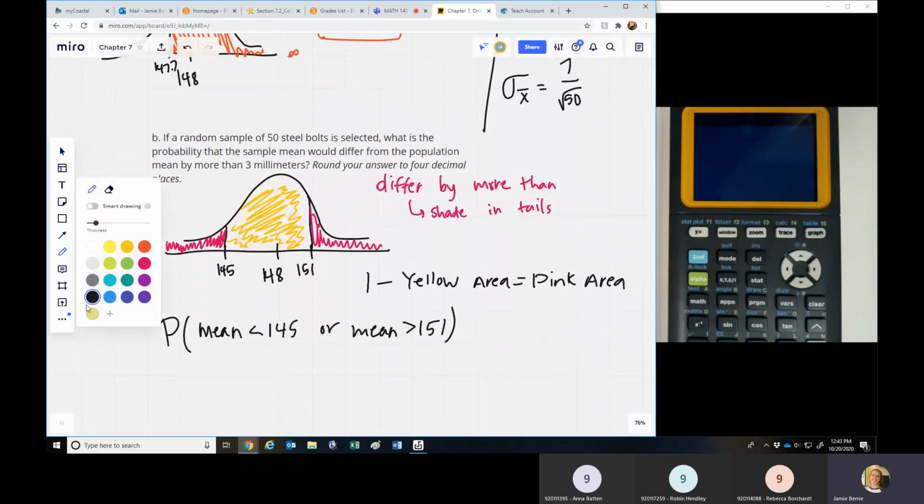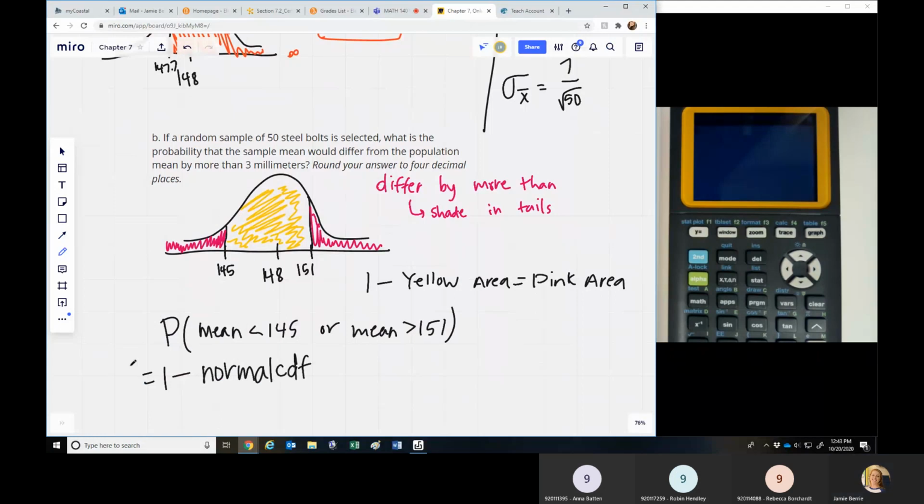So again, I'm going to do 1 minus. This is just going to save me a little bit of time when I'm calculating the area. Remember, probability is the same thing as area under the curve. So 1 minus normal CDF, I'm doing the yellow piece, 1 minus the yellow area. So lower limit would be 145, upper limit is 151. Mean, we said, was 148. Standard deviation is right there. Remember, it said that key phrase sample mean, so that tells us to use our special formulas.